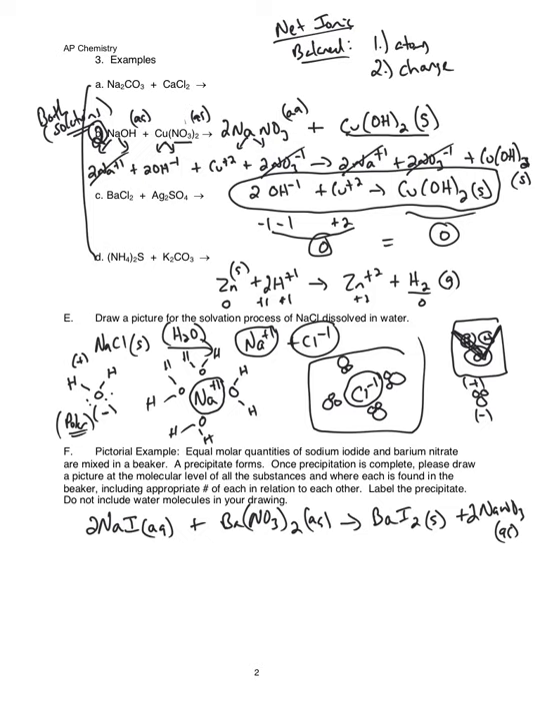It says once precipitation is complete, please draw a picture at the molecular level of all the substances where each is found in the beaker. So let's say I've got a beaker, and here's the water level. When I mix these two chemicals together, you are going to see solid on the bottom. And if I were to label that solid, what would that solid be labeled as?